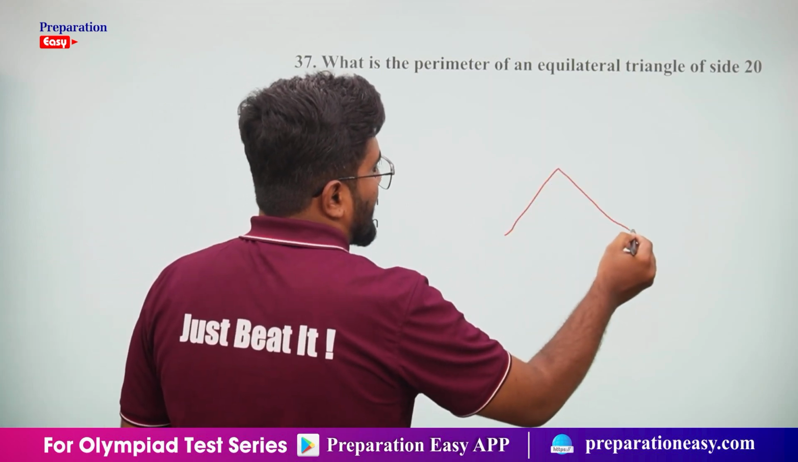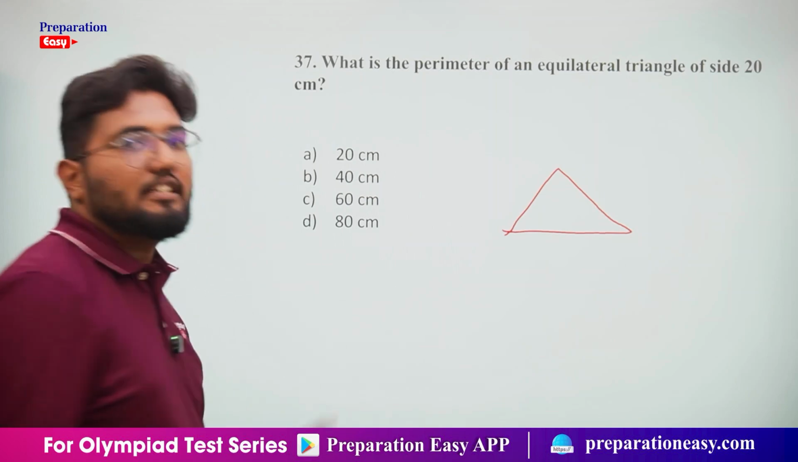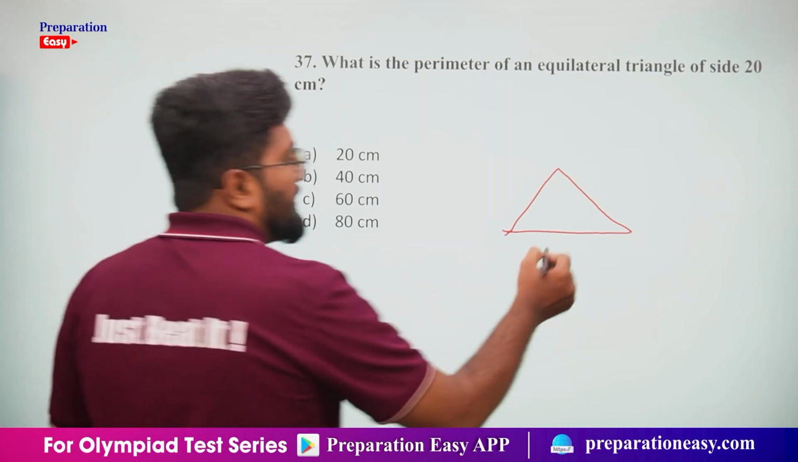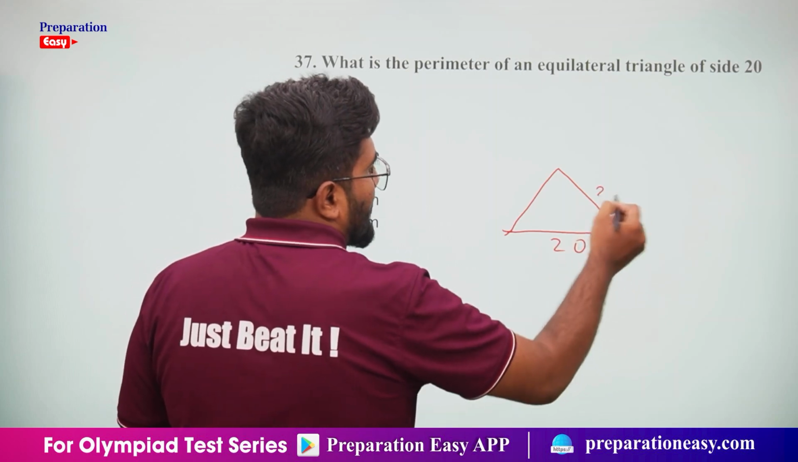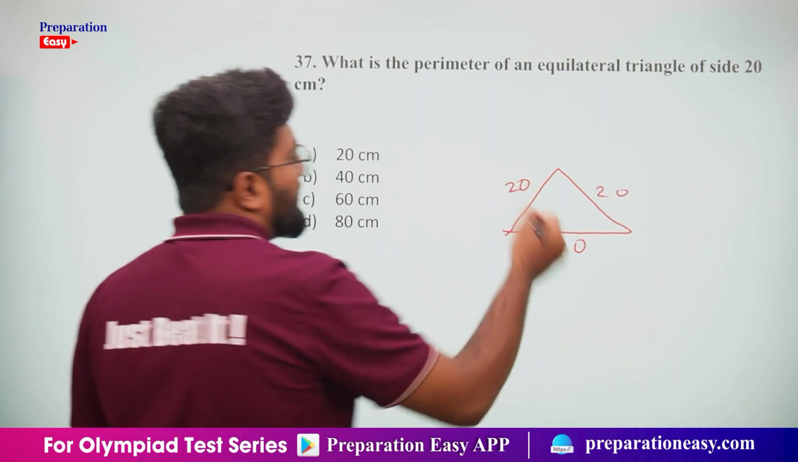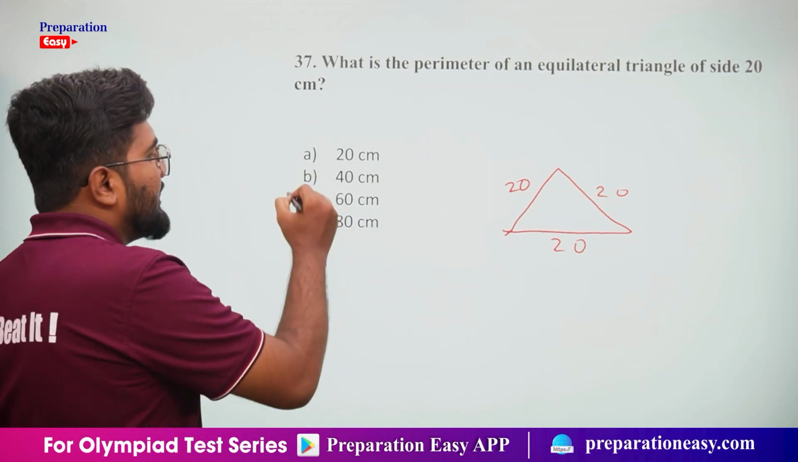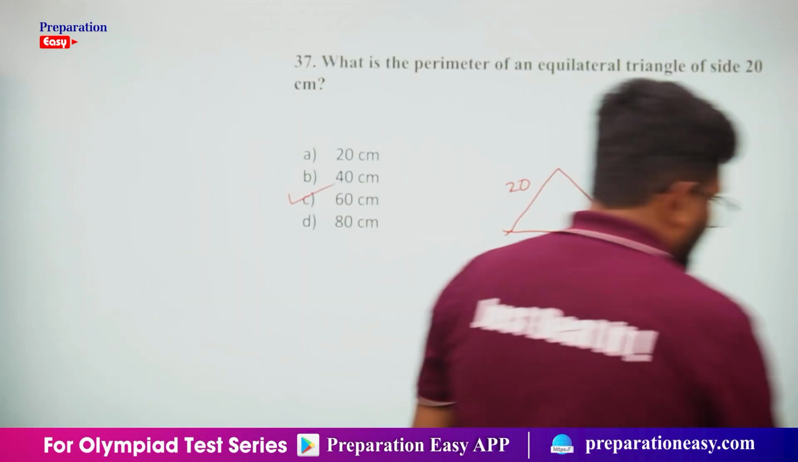This will be the equilateral triangle. An equilateral triangle has all sides equal. So if this is 20, the other two sides will also be 20, and the perimeter will be 20 plus 20 plus 20, that is 60 centimeters. Okay, next question.